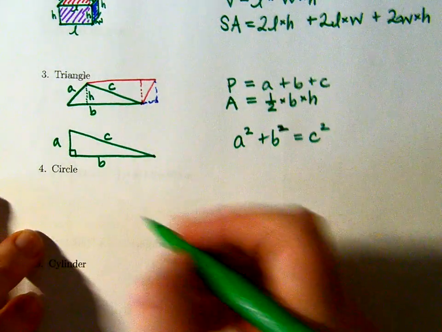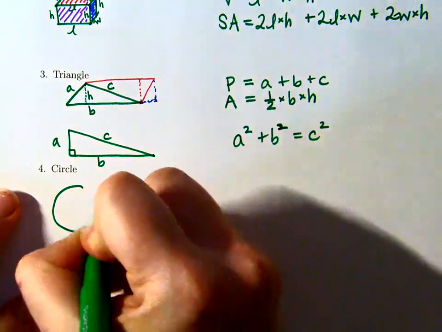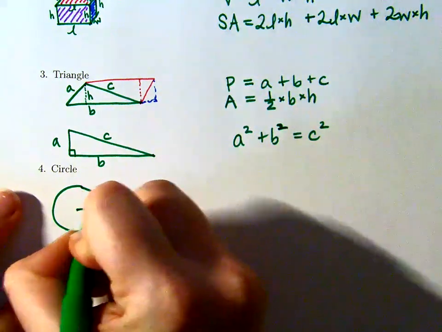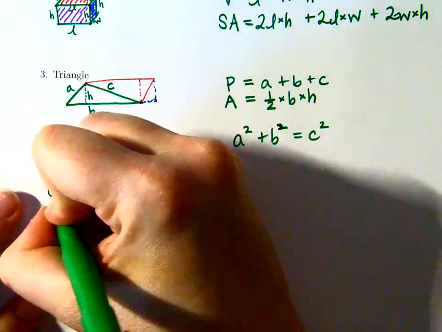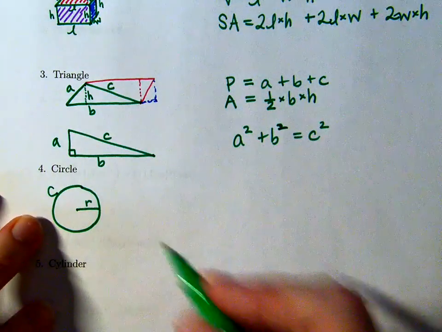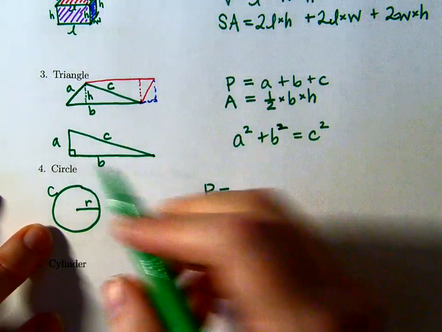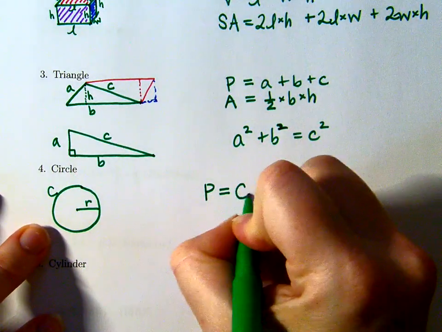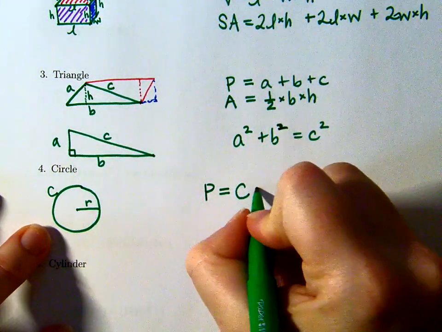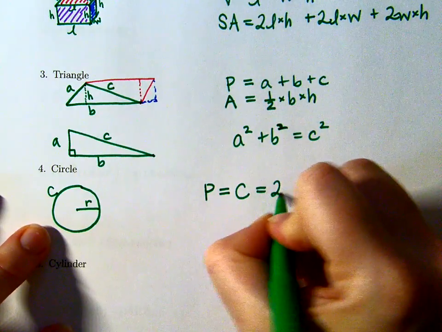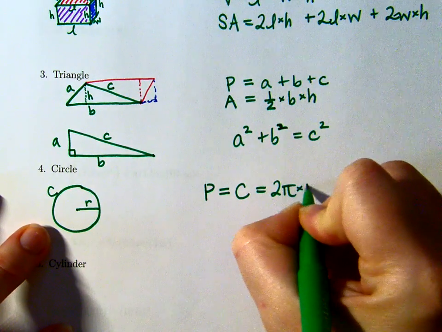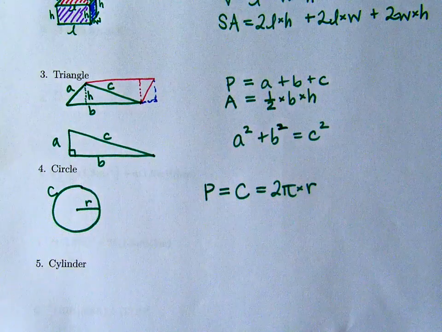Okay, circles. Okay, here's my circle. I'll call this radius R, and I'll call that C. The perimeter, or the distance around, is now referenced as C for circumference. And that has a formula of 2 pi times the radius.